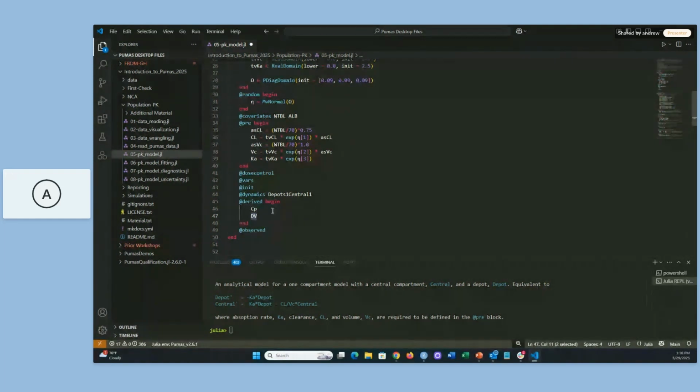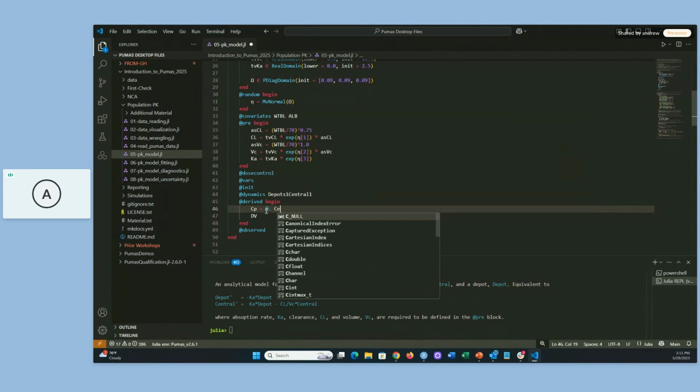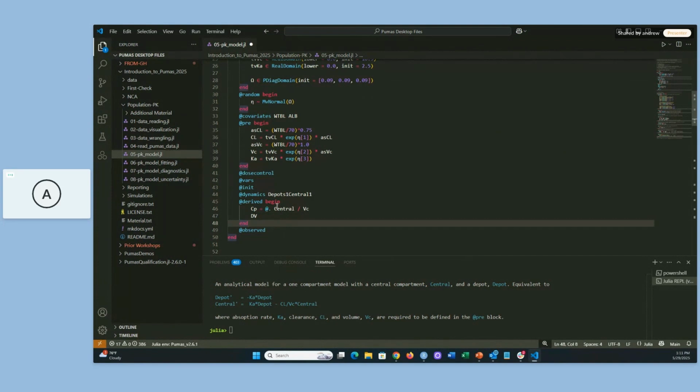While our dynamics blocks deal with the movement of amounts, we need to convert this into concentration. Our basic block for central is just being able to convert that at any point in our dynamics. What is the concentration going to be? It is going to be the amount in central divided by VC. It's an amount over this volume, so that gives us concentration.